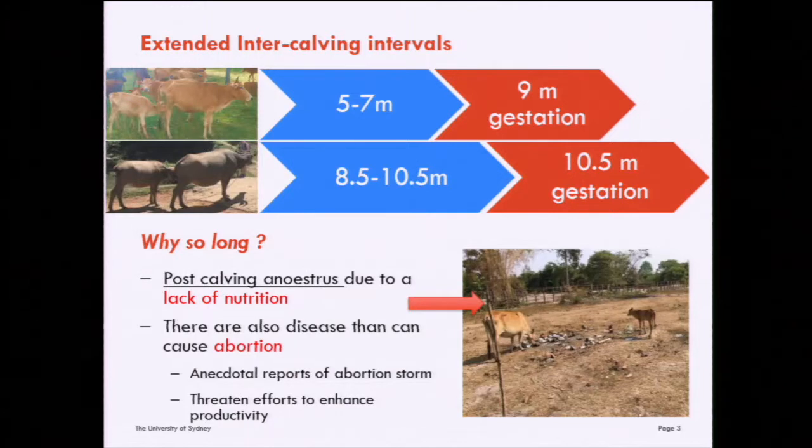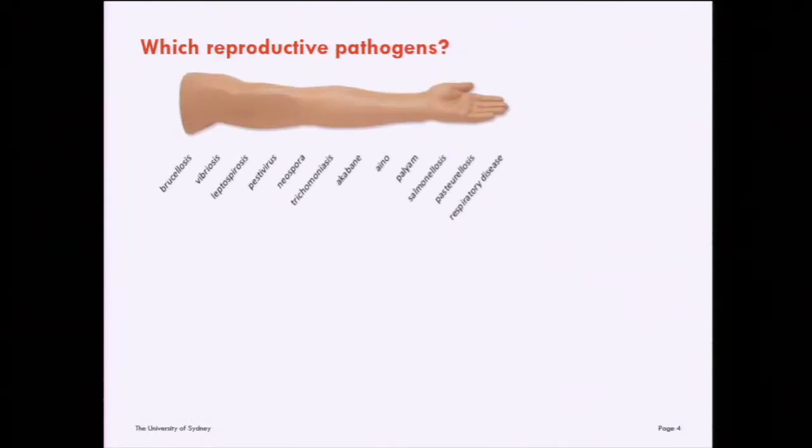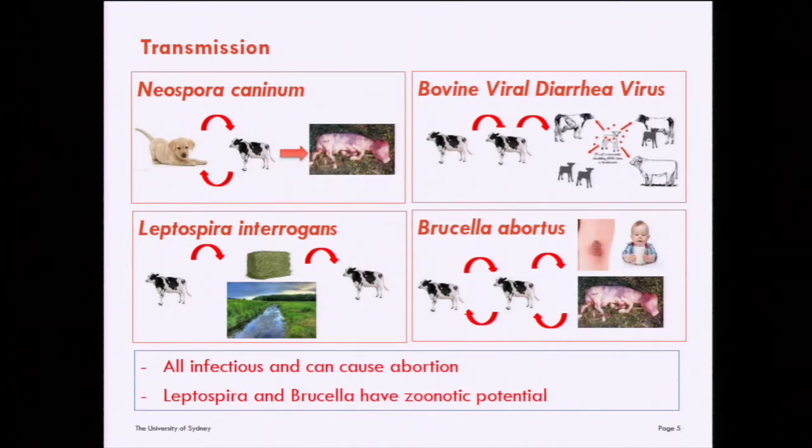But there are also diseases that can potentially cause abortion, and we have farmers anecdotally reporting that they do experience abortion, and this will threaten efforts to improve the efficiency of agriculture in Laos. So of the many potential disease threats causing reproductive loss, we focused on brucellosis, lepto, BVDV and neospora, on the basis that we have evidence of infection and reproductive loss in neighbouring countries. Laos is increasingly engaging in trade with these countries, and we suspect that farmers are engaging in risk factors at the village level.